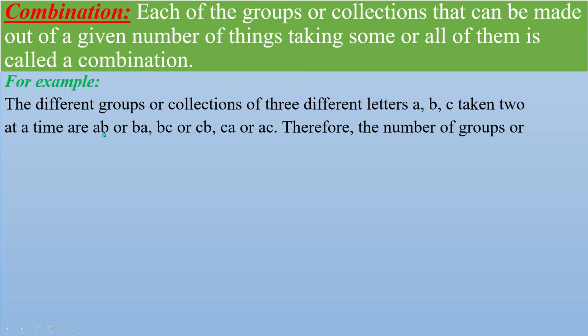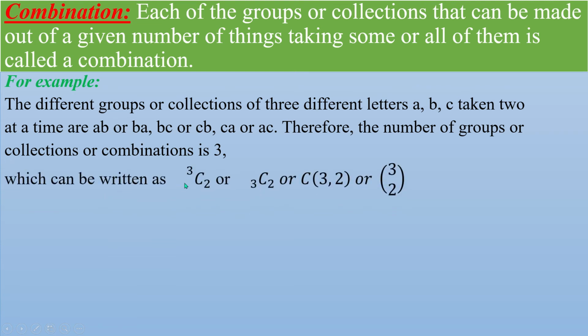So in a group the member AB or the member BA, both are the same. That means here we are omitting order. AB and BA are the same. Similarly, BC or CB are the same, CA or AC are the same. That means total groups here are 1, 2, 3, or total collections 1, 2, 3, or total combinations 1, 2, 3.